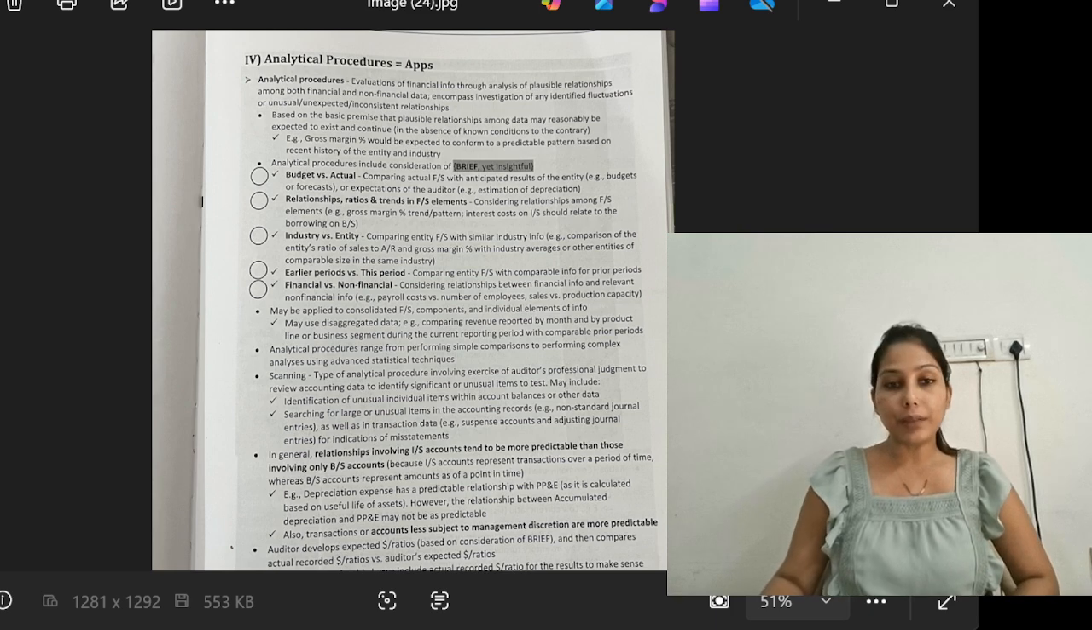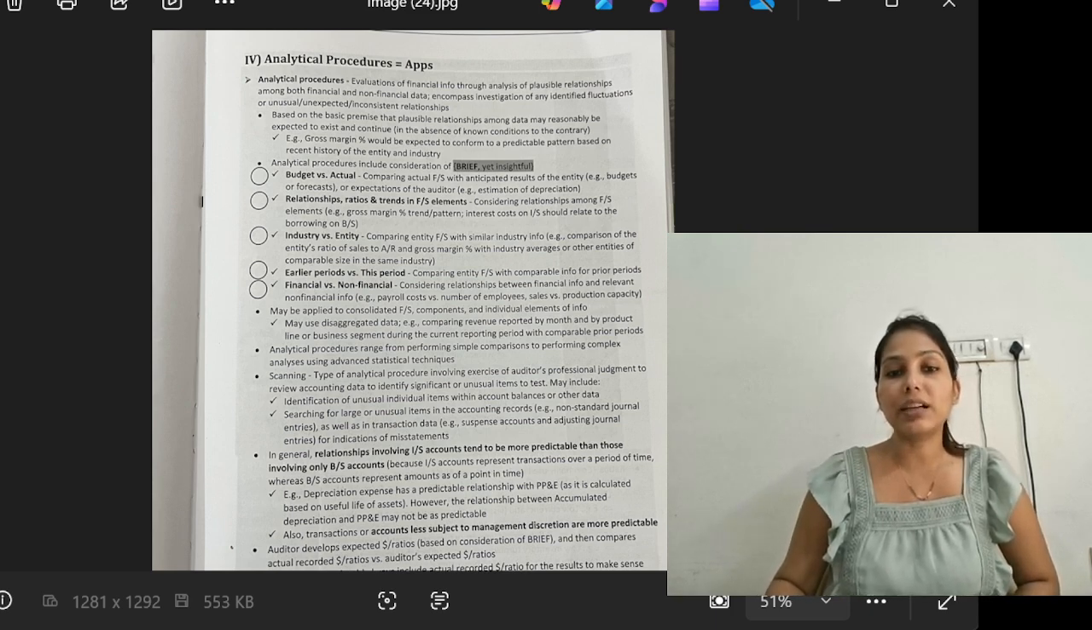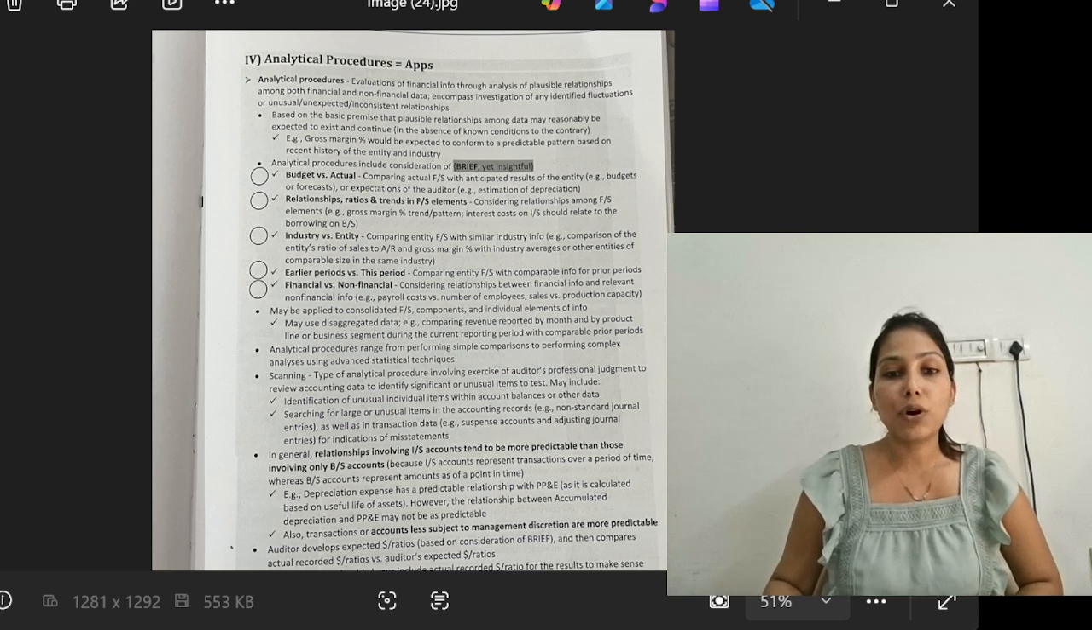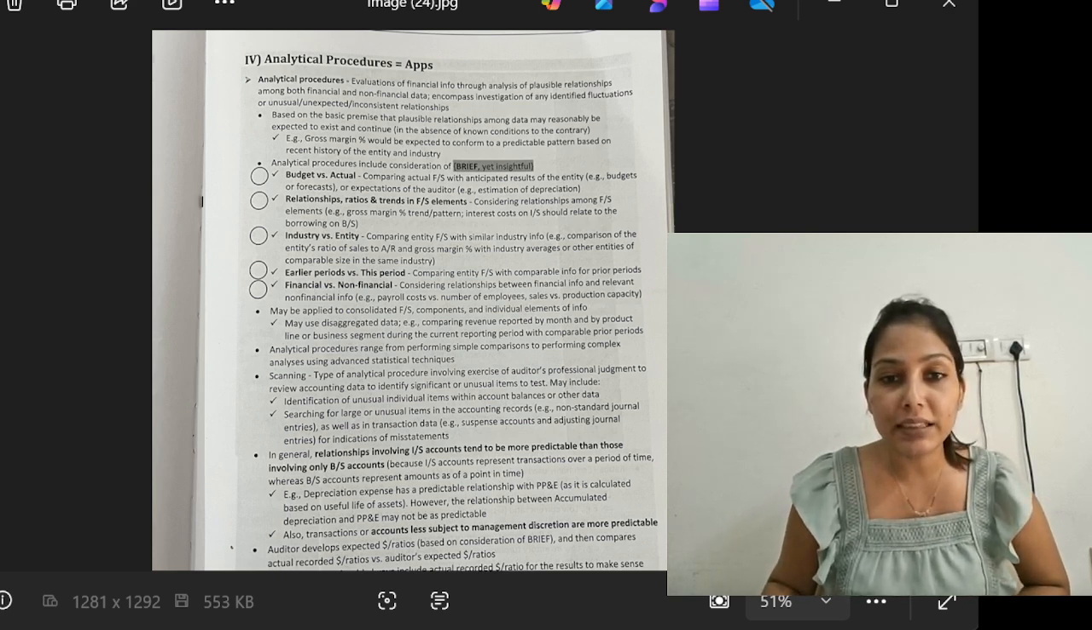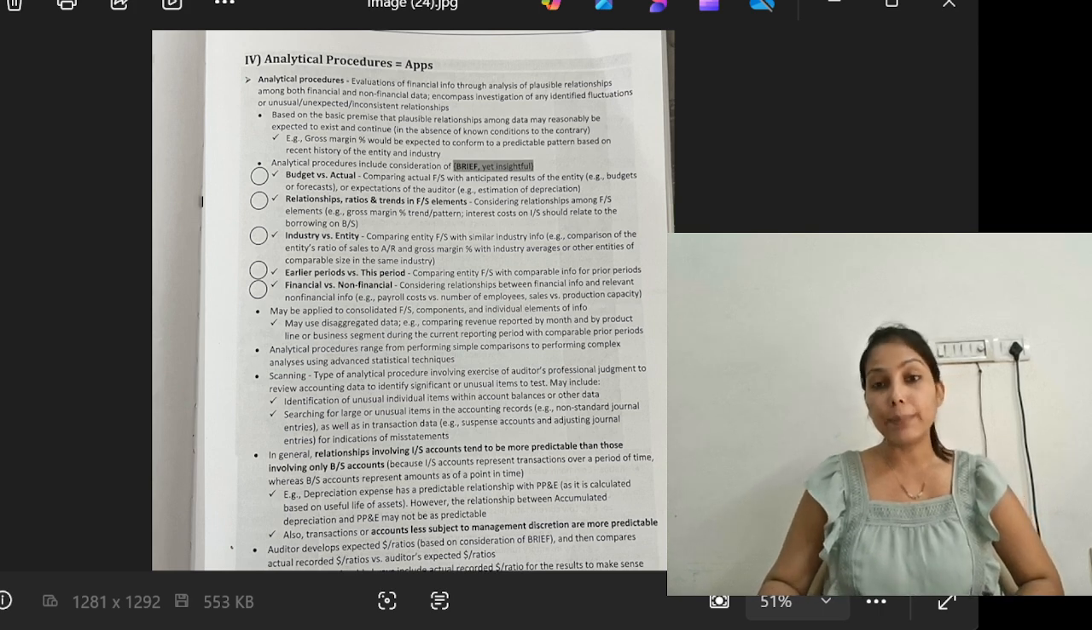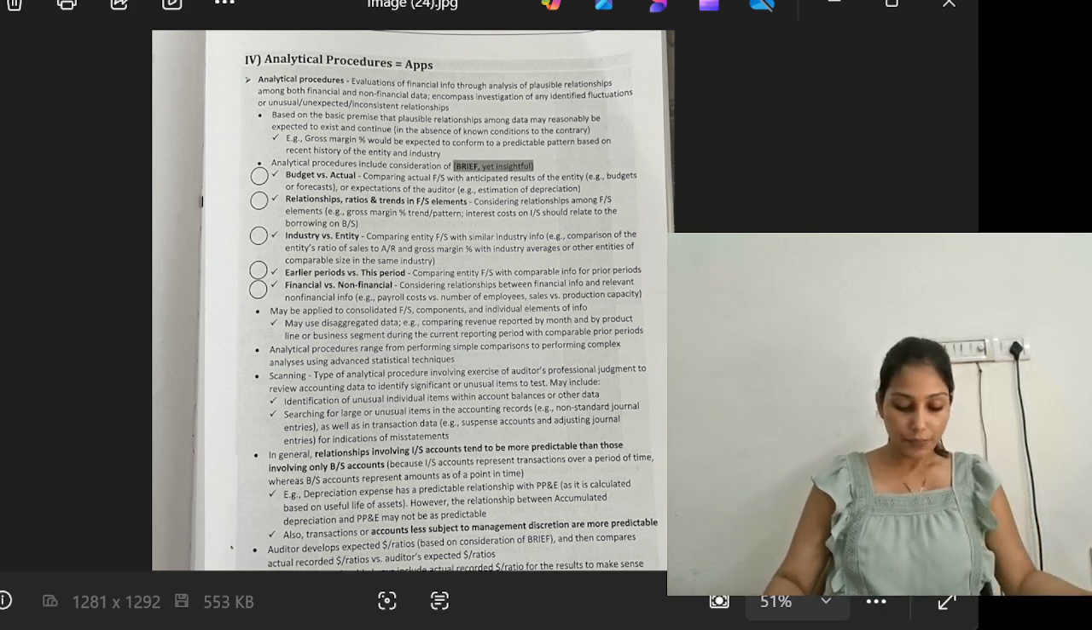Also, in general, the relationships involving income statement accounts tend to be more predictable than those involving the balance sheet accounts. This is because income statement accounts represent transactions over a period of time, whereas balance sheet accounts represent balances at a point in time. So that may be one of the reasons.